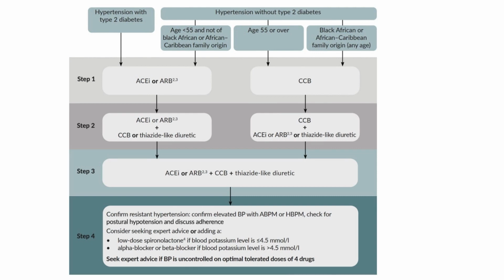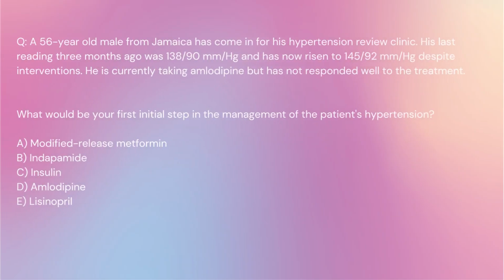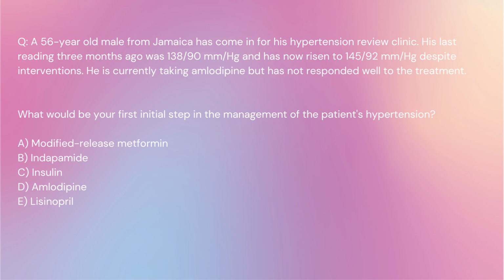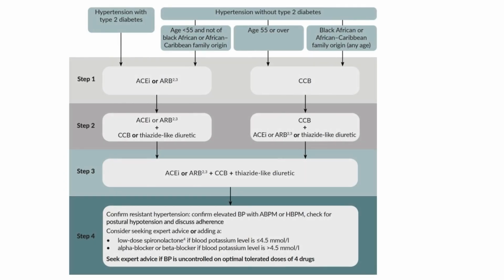So going back to the guidelines, the first step would be to see whether this patient has or does not have type 2 diabetes. From the question stem, he doesn't have type 2 diabetes mellitus, so we're looking at the pathway on the right. He's also of Afro-Caribbean descent and over 55 years old. So the first step would be to give him a calcium channel blocker. He's already on amlodipine, but he's not responding well.